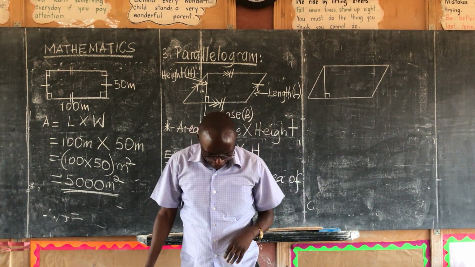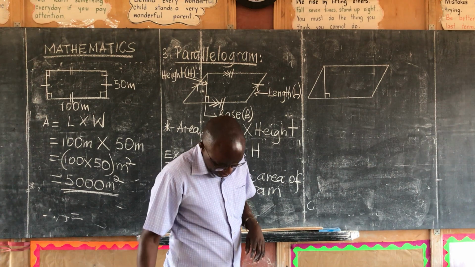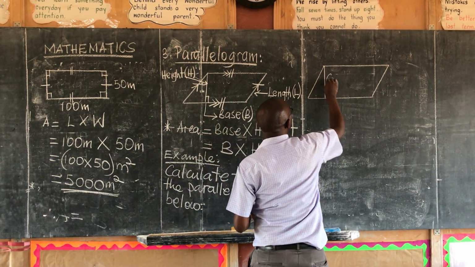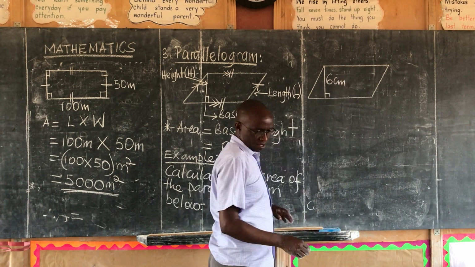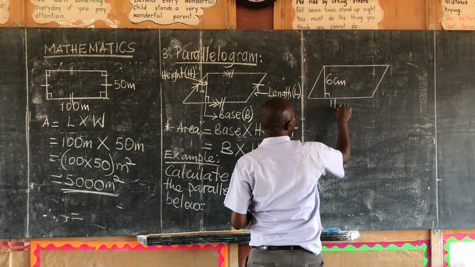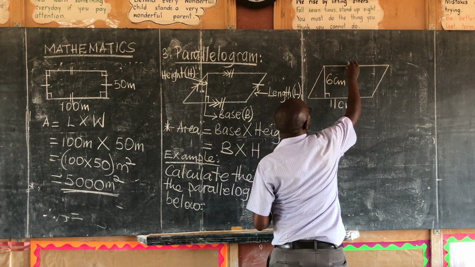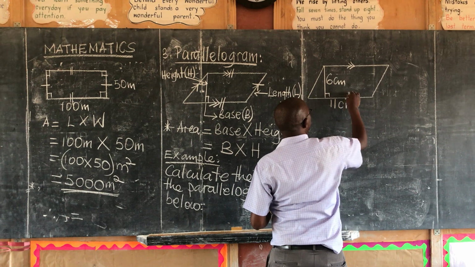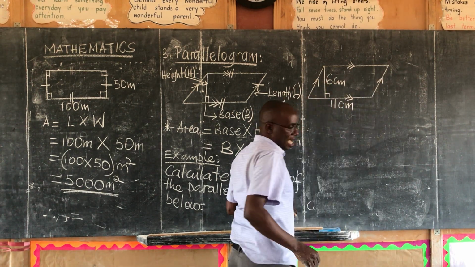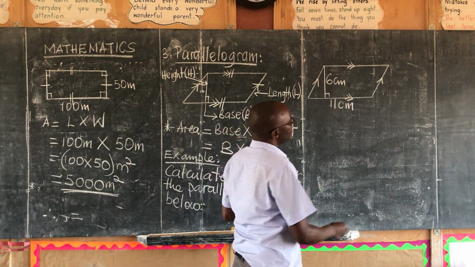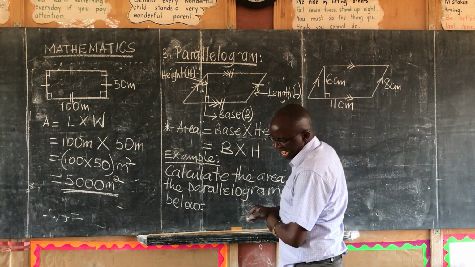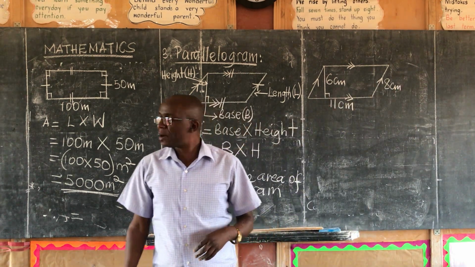Okay, that is a parallelogram, and its height is 6 centimeters. Its base is 11 centimeters. And its length is 8 centimeters. They are asking me to find the area of a parallelogram.